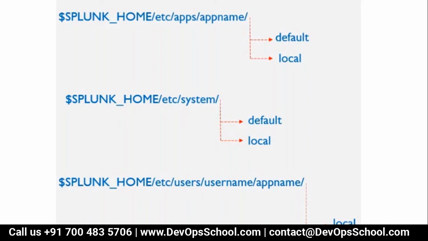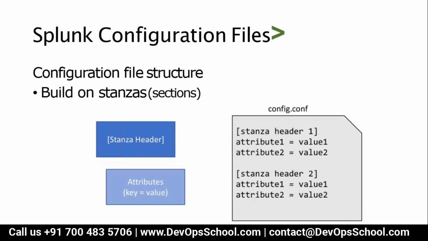Okay, now the question is, what should be the content of the configuration file? That is important. The content of the configuration file has a stanza, we call it stanza actually. So what is a stanza? Stanza is something like a header, a stanza header, and inside the content you'll be having key is equal to value. This is the stanza. Now these stanzas you will be having in the configuration file. Look at the right side, there's a stanza header, key and value, like that you have it.